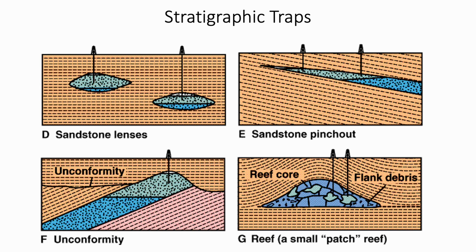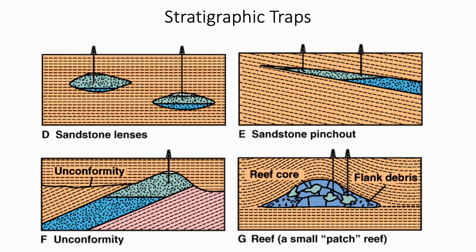Stratigraphic traps form due to natural change in rock layers over time, creating barriers that trap oil and gas underground. Unlike structural traps, these don't rely on folding or faulting but rather on variation in sedimentation. One type is the sandstone lens, where porous sandstone is enclosed by impermeable rock, holding hydrocarbons inside like a natural container. Then we have the sandstone pinch out, where a sandstone layer thins out and disappears, causing oil and gas to accumulate at the point where it meets impermeable rock.